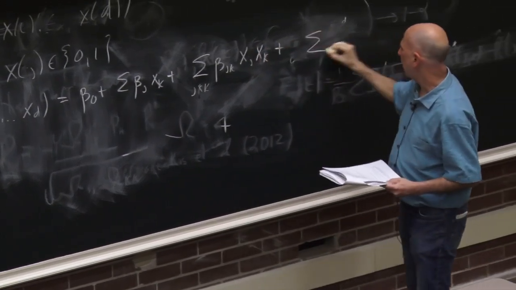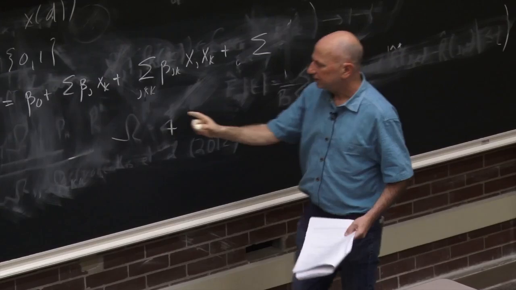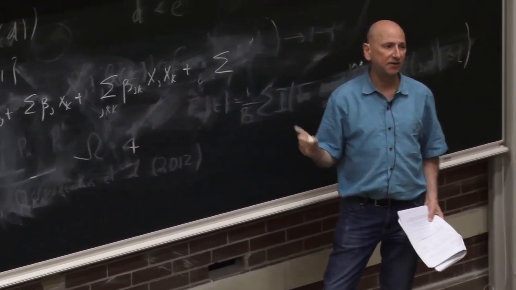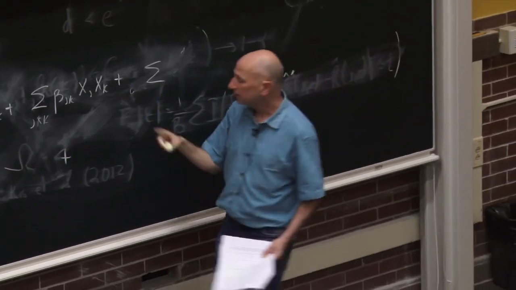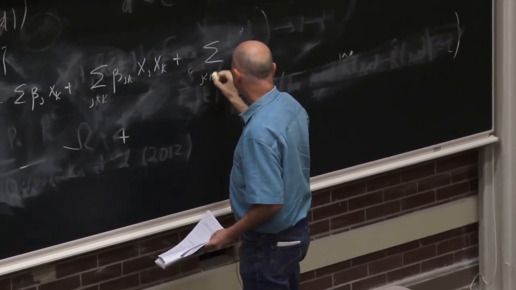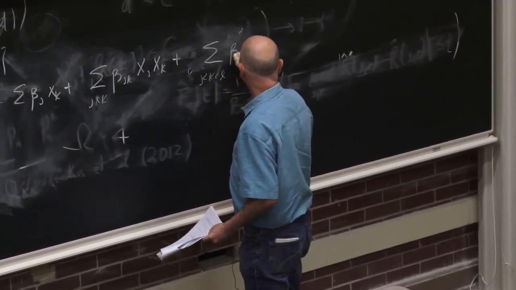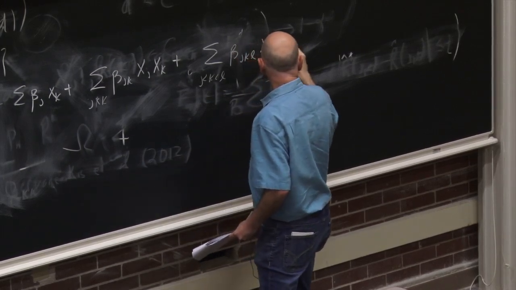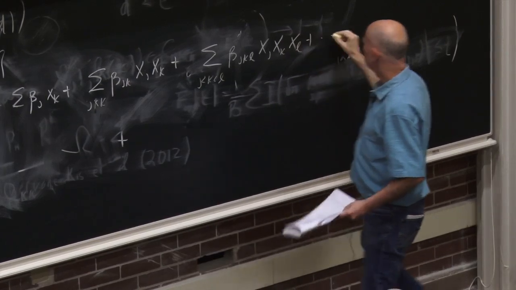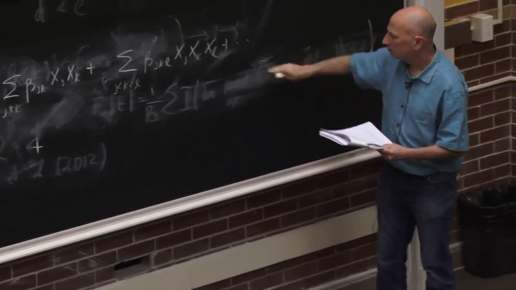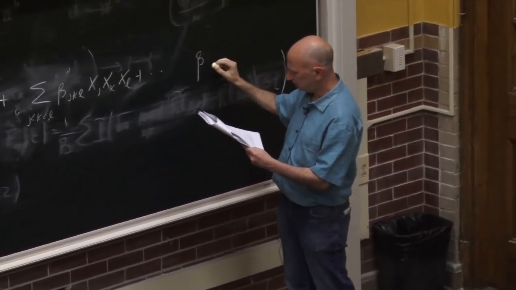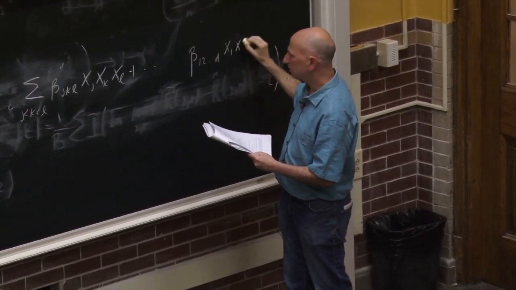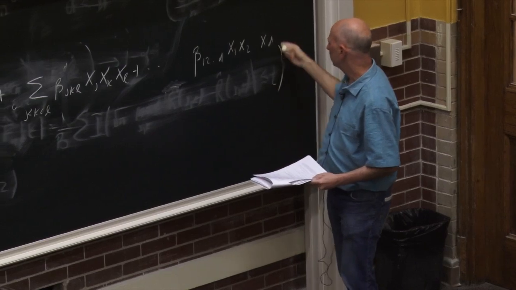I think you can see what's going to happen here. These are called main effects. These are called the two-way interactions. This is how pairs of variables affect the probabilities. This is how triples of variables affect the probabilities, and so on. Up to the very last one, which we'll call beta 1d, x1 times x2 up to xd.